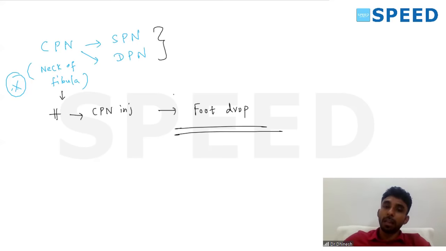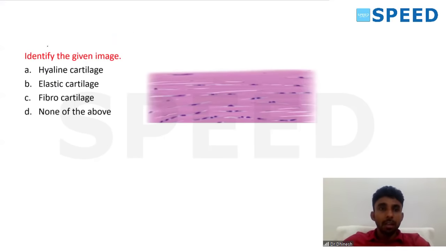Foot drop deformity, isn't it? Okay, fine. Let's move to the next question. One histological image has been given like this. Identify the given histological image. Can you tell me what cartilage has been given? Yes, the answer is fibrocartilage.